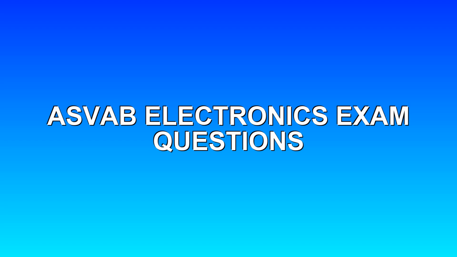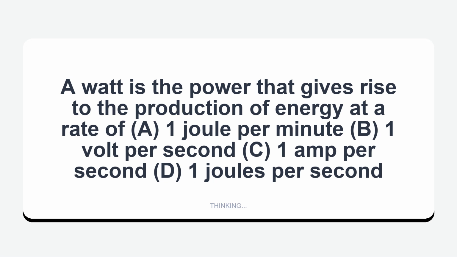ASVAB Electronics Exam Questions. What is the power that gives rise to the production of energy at a rate of A. 1 joule per minute, B. 1 volt per second, C. 1 amp per second, D. 1 joule per second? D.